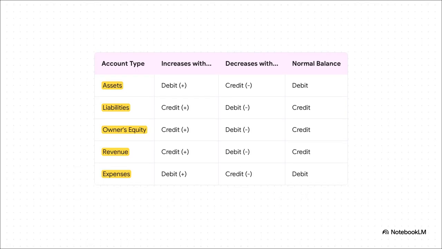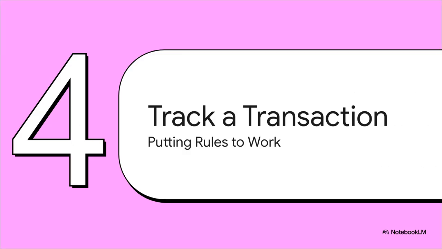And here it is, all laid out for you. This is your cheat sheet. It's that simple. Assets and expenses go up with a debit. Everything else on this list, liabilities, equity, and revenue, goes up with a credit. And see that normal balance column? That's just a fancy way of saying an account's balance usually lives on whichever side makes it increase. It's beautifully logical. Okay, enough theory.